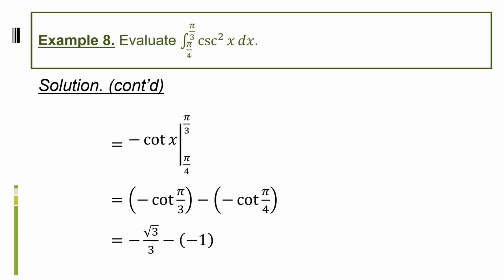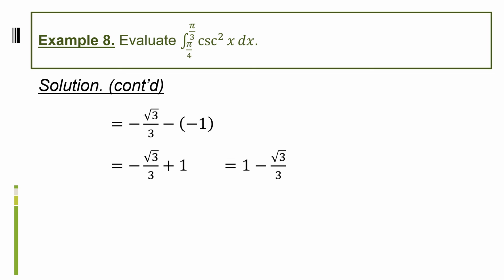So that is now negative square root of 3 over 3 minus negative 1. So that is negative square root of 3 over 3 plus 1. Okay? Or if you want, you can also combine them. So that is 3 minus square root of 3 over 3, or in decimal form, that is approximately equal to 0.42.